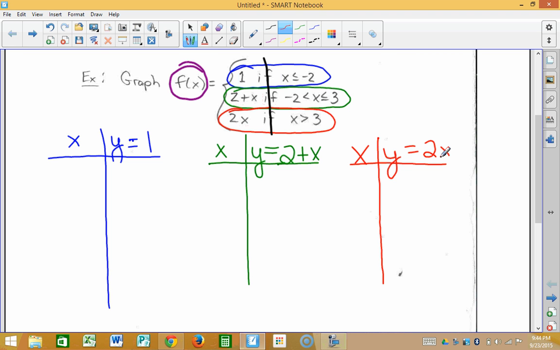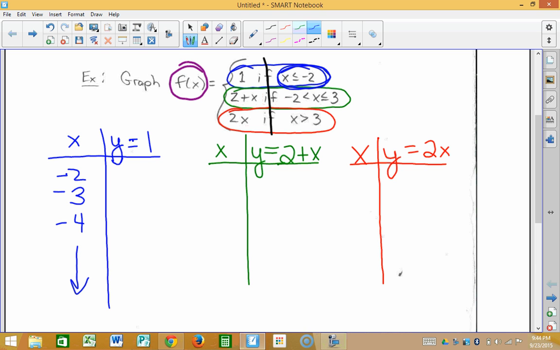Now, what is after the if are some intervals. And those intervals tell us what numbers we're allowed to plug into the tables. So for the first blue part, you can see here that we have x is less than or equal to negative 2. So I'm going to plug in things that are less than or equal to negative 2. So we'll start at negative 2, so we go like negative 2, negative 3, negative 4, and so on. It'll continue on forever. All right?